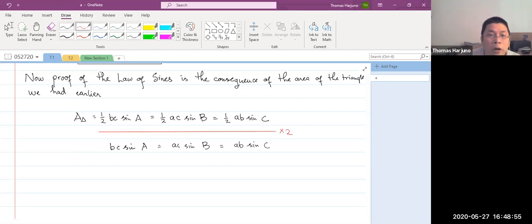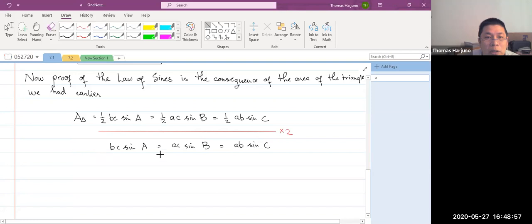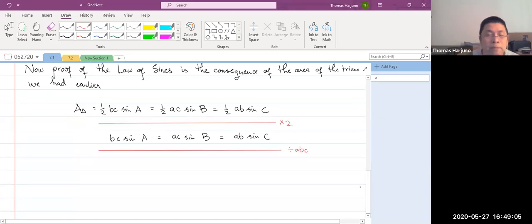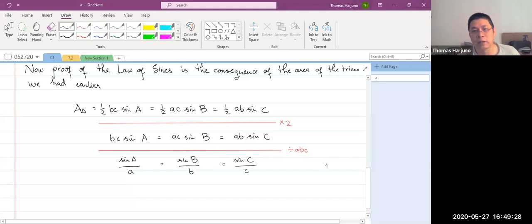I go further, I will divide all three expressions by ABC. That will give me sine A over A equals to sine B over B equals to sine C over C. Okay, that's basically the end of the proof.